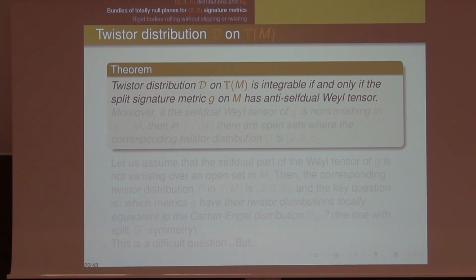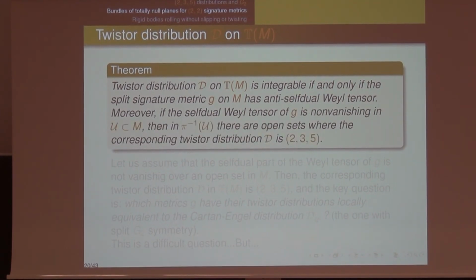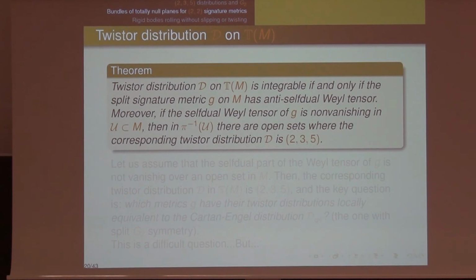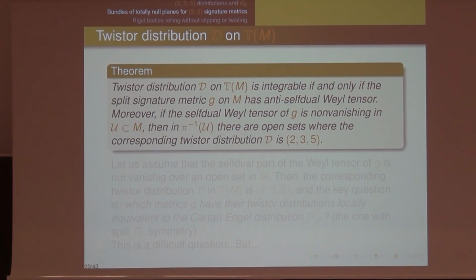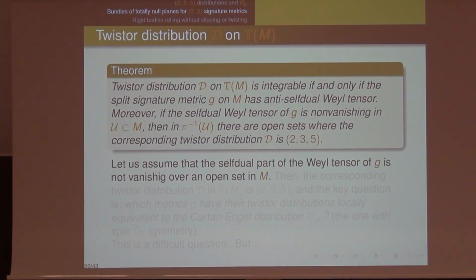And there is a surprise, because this distribution, depending on the conformal properties downstairs, could be 2, 3. It could be 2, 3, 4. It could be 2, 3, 4, 5. It could be 2, 3, 5. So there could be a lot of possibilities depending on the conformal properties of the metric. But it turns out that there is actually a dichotomy. Either this distribution is integrable, or almost everywhere on the twistor bundle it is 2, 3, 5. Almost everywhere. Provided there is some component of the self-dual Weyl tensor that is non-zero. So let us assume that the self-dual part of the Weyl tensor is non-vanishing over an open set.